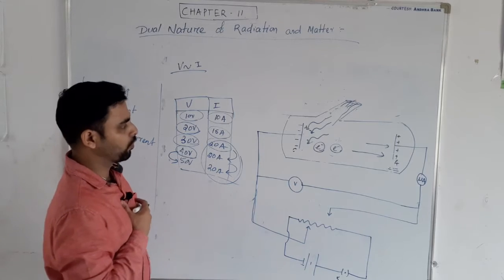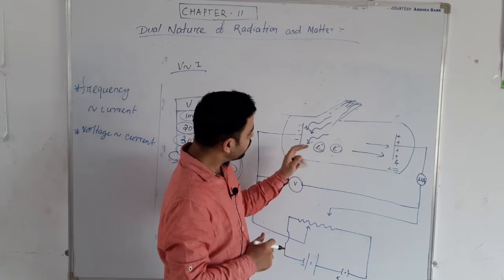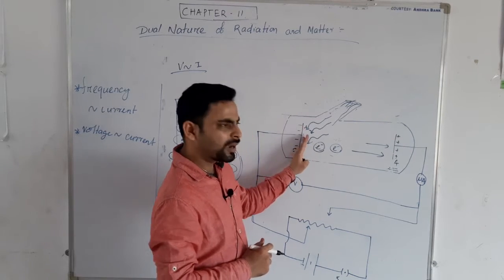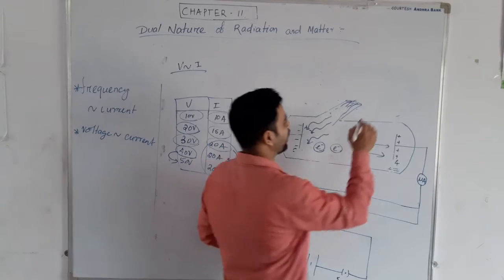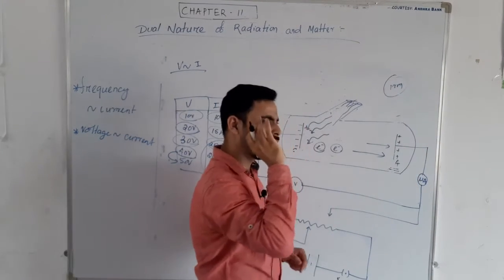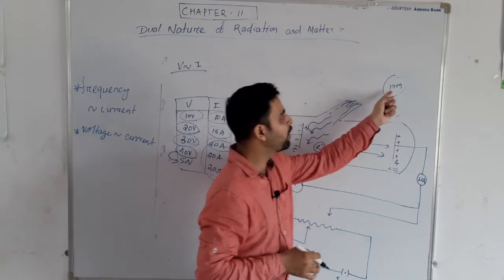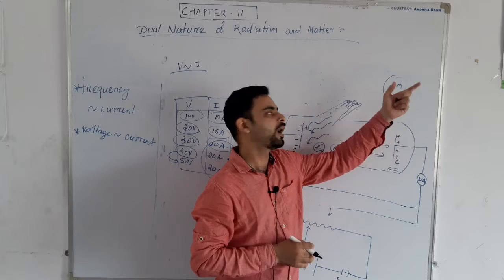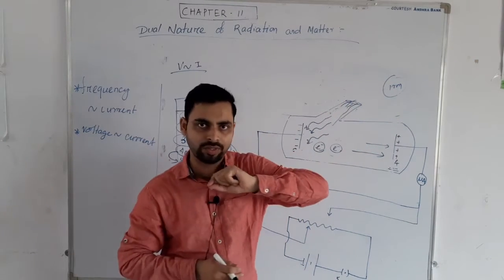Why? Look, as we know, every metal has a certain fixed number of electrons. Suppose I take iron or any metal. All metals are made of atoms and molecules. Suppose I take one atom of iron. It has a fixed number of electrons.